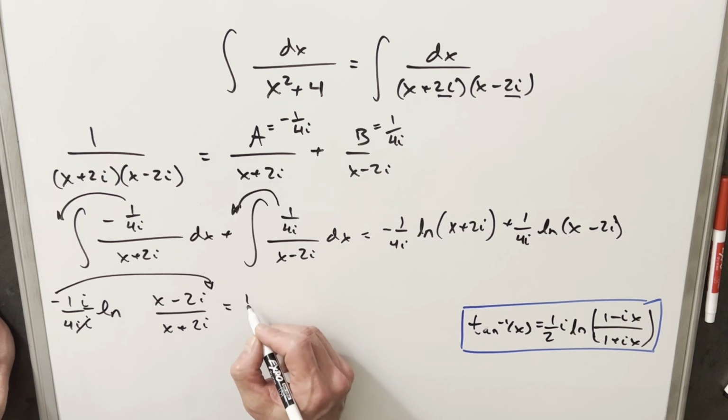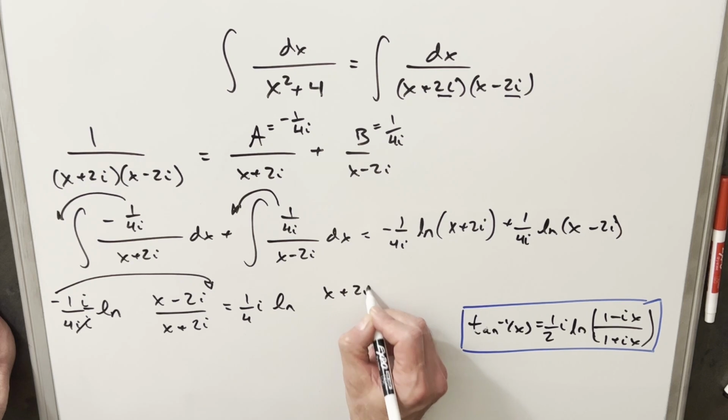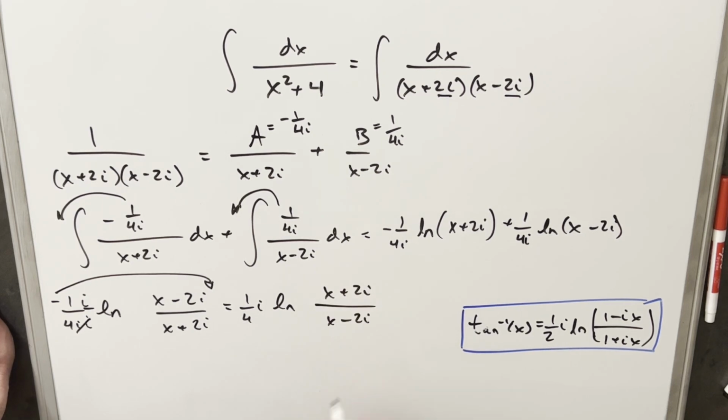So I can rewrite this. I can write it as 1/4 i, and then just flipping it, we're going to end up with (x plus 2i) over (x minus 2i). And now you can see this is actually getting pretty close to our formula over here. This is kind of my goal. This is what we're shooting for.